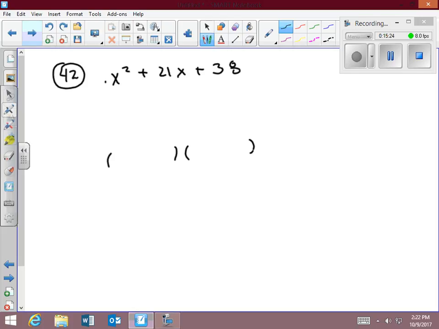This numerical coefficient is 1, so that means that I got an x and an x. This is plus, same sign. What sign? Plus sign. Plus, plus. Now, that means that 21 has got to be a sum of the integer factors of 38. Obviously, it's not 1 and 38, right? 2 and 19? Yes. So a 2 and 19, and I got it, right?